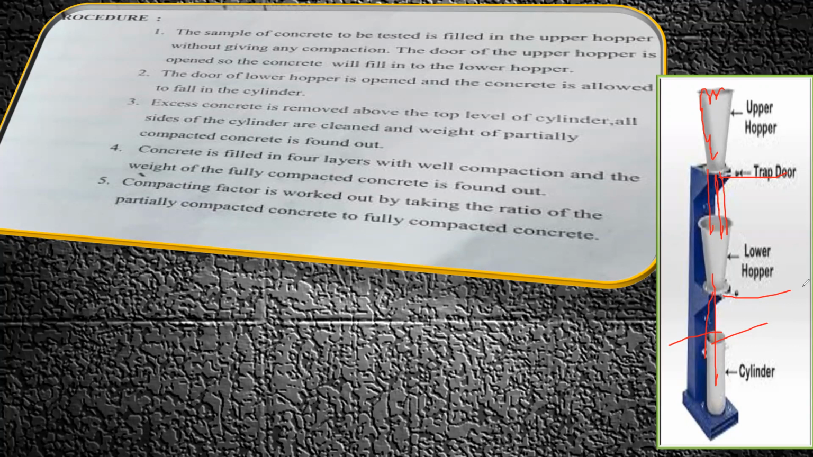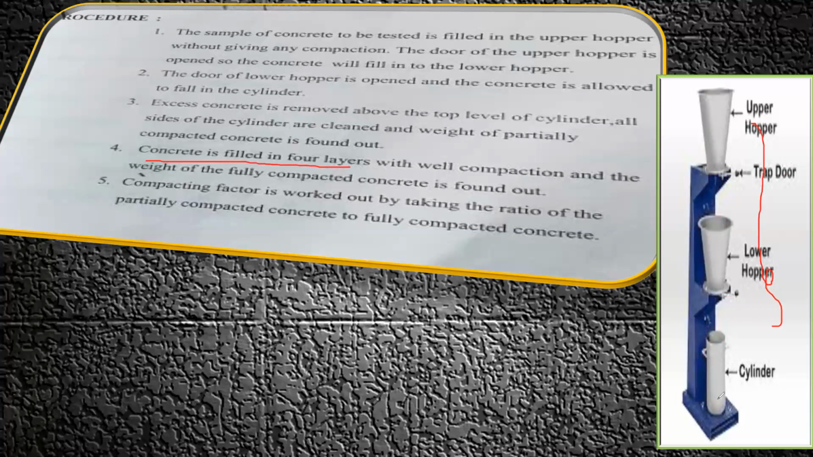Then the fourth point is concrete is filled in four layers. Next you have to take the same concrete and fill it into the cylinder directly. This is done. Once this is done, you have to take the weight of the cylinder and the concrete and note it down. Now the same concrete you have to fill in the cylinder, but this time in four layers with good compaction, and the weight of the fully compacted concrete is found out.